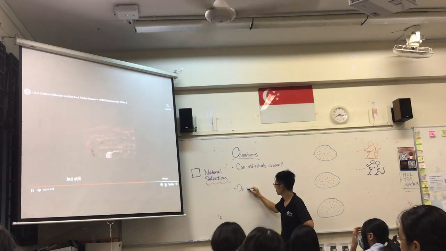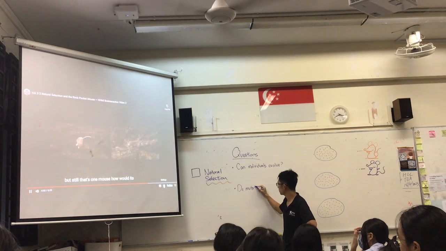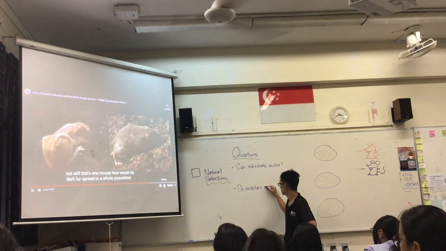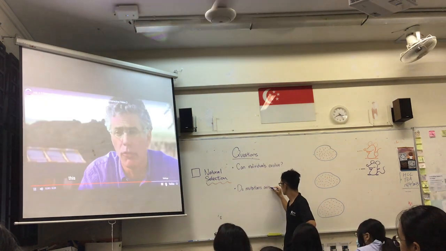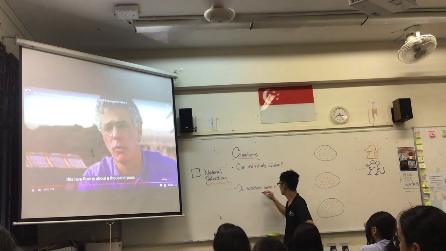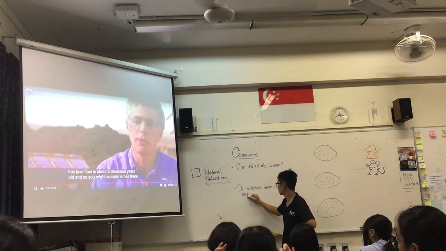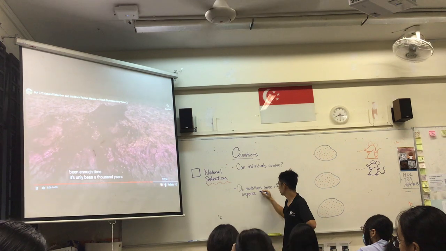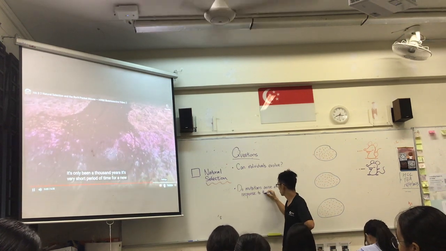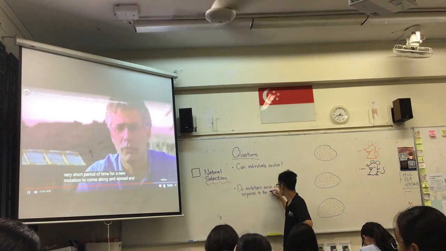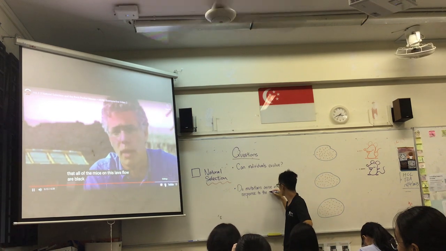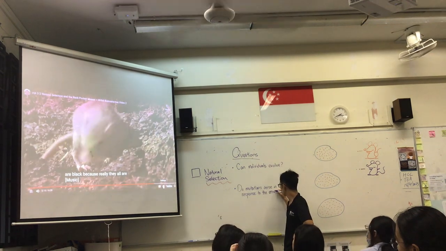But still, that's one mouse. How would its dark fur spread to a whole population? This lava flow is about 1,000 years old. And so you might wonder, has there been enough time? It's only been 1,000 years, a very short period of time, for a new mutation to come along and spread so that all of the mice on this lava flow are black, because really they all are.